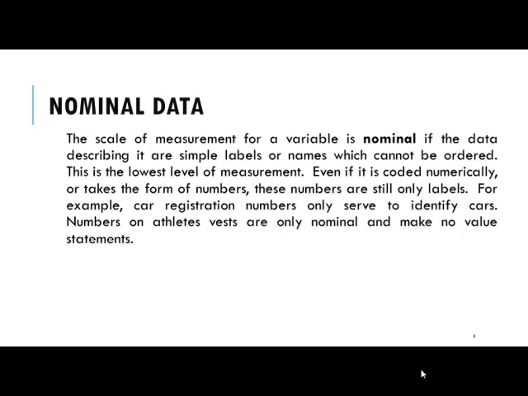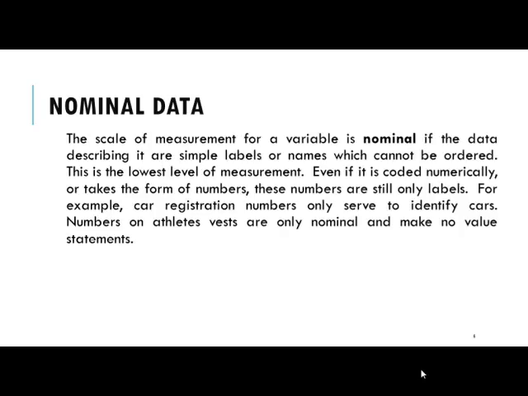We only describe the information. For example, the scale of measurement for a variable is nominal if the data describing it are simple labels or names which cannot be ordered. This is the lowest level of measurement, even if it is coded numerically or takes the form of numbers. These numbers are still only labels.